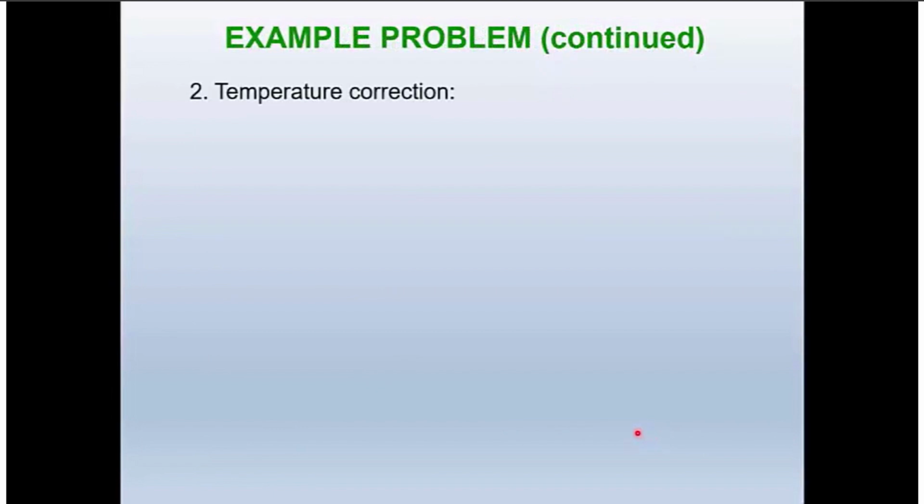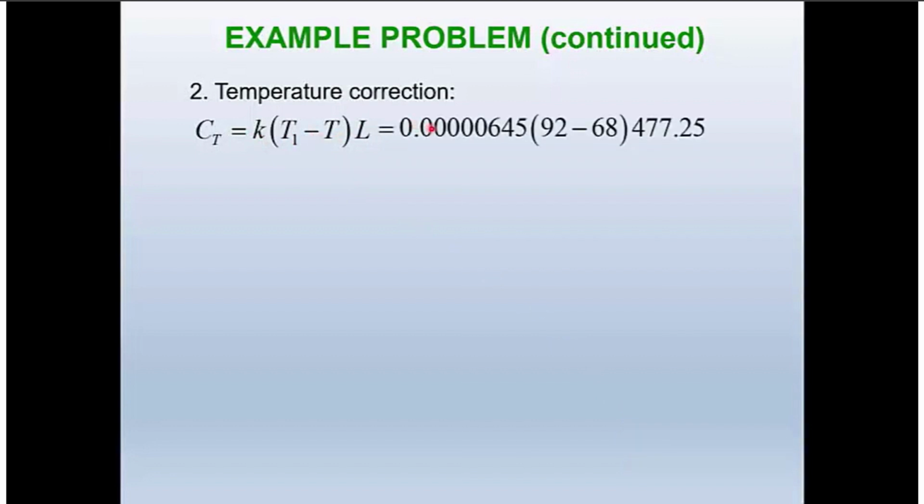The next is the temperature difference. For the temperature equation, we need the coefficient of thermal expansion, K, and the difference in temperature. Looking at the numbers, the coefficient of thermal expansion is 6.45 times 10 to the minus 6th. The field temperature is 92, and the calibration temperature was 68. And we multiply that simply by the measurement that we observed in the field. Again, it's a positive value here, because the 92 minus the 68 returns a positive value in the parenthetical.